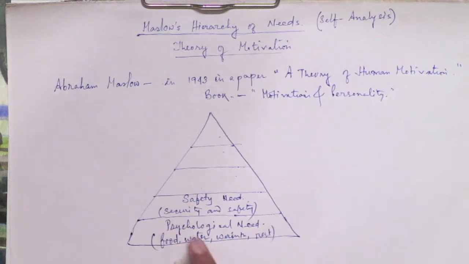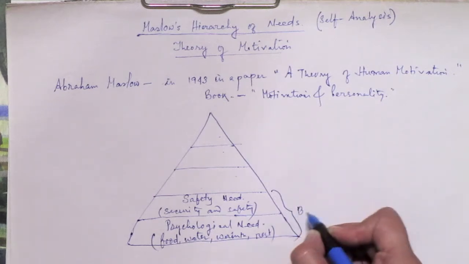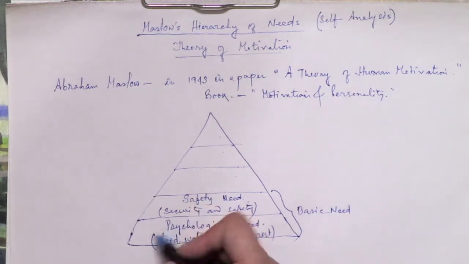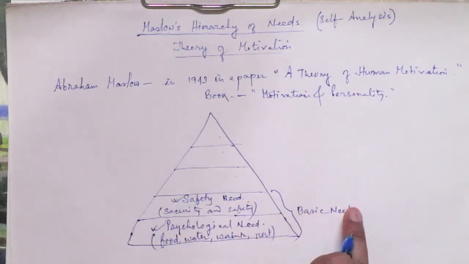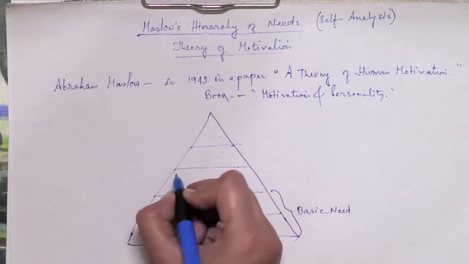Once his or her psychological needs are fulfilled, then he or she seeks another level of need, that is security and safety. And these two form our basic needs. These two, psychological and safety needs, form our basic needs. Now, once these basic needs are fulfilled, we proceed to the next level of need, which we call belonging and love needs.